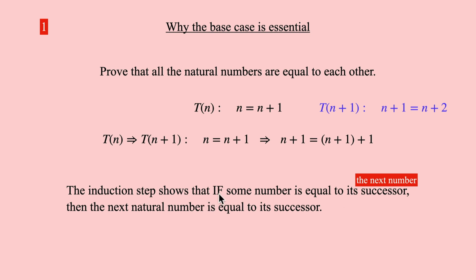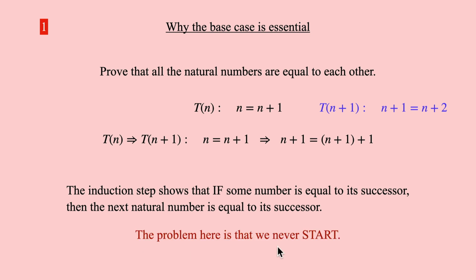So the induction step shows that if some number is equal to its successor, the next number, then the next natural number is equal to its successor. So the induction step works, but the problem is that we never start with a true statement, because the base case would be 0 is equal to 1, and you know that it's not true. So this example shows that the base case is essential. You need to have one statement in the beginning which is true, so that you, in combination with the induction step, get a true theorem.